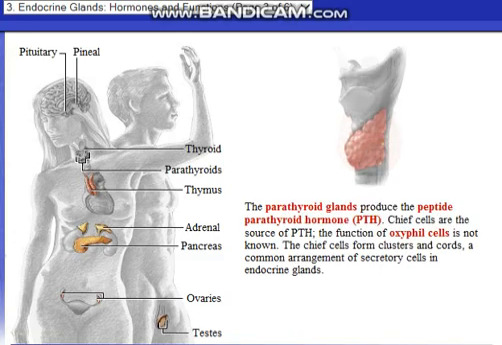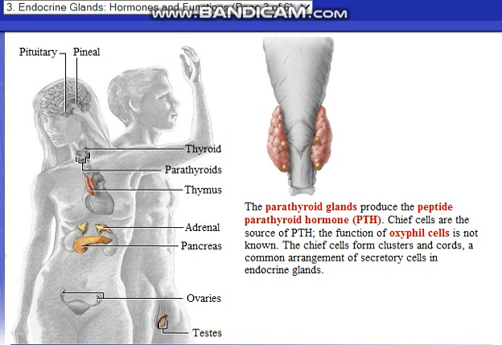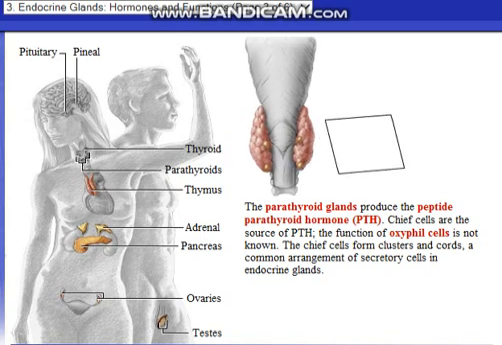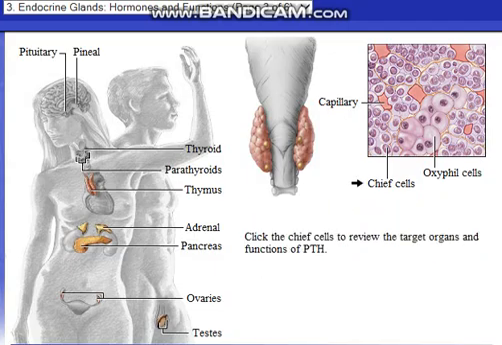The parathyroid glands produce the peptide parathyroid hormone. Chief cells are the source of parathyroid hormone. The function of oxyphil cells is not known. The chief cells form clusters and cords, a common arrangement of secretory cells in endocrine glands. Click the chief cells to review the target organs and functions of parathyroid hormone.